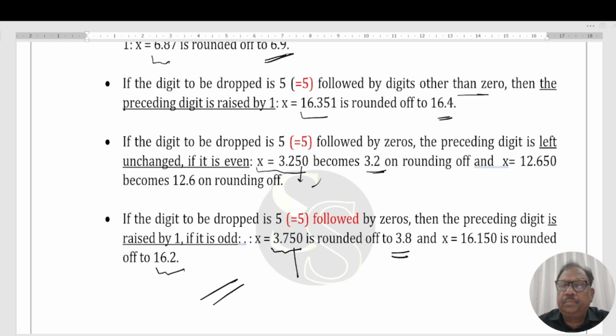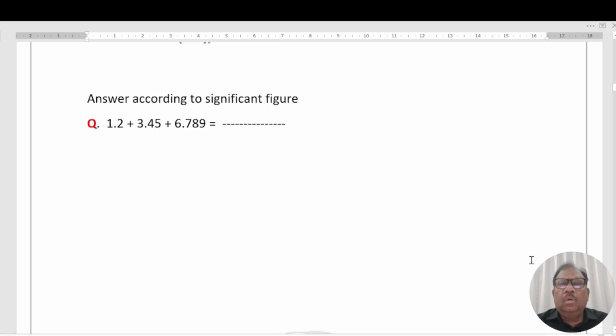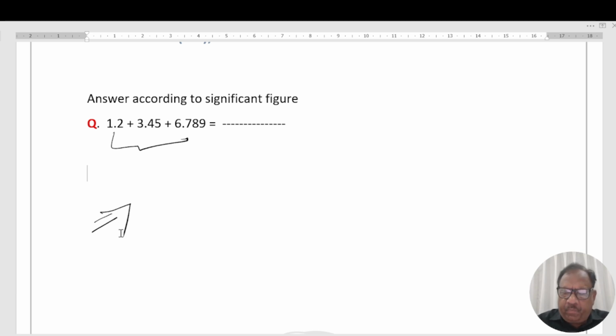Next question. Question is, we have to sum 3 numbers. We have to give the answer according to the significant figure, considering the significant figure. If we add this, we get the answer 11.439. Then, what will be the correct answer?